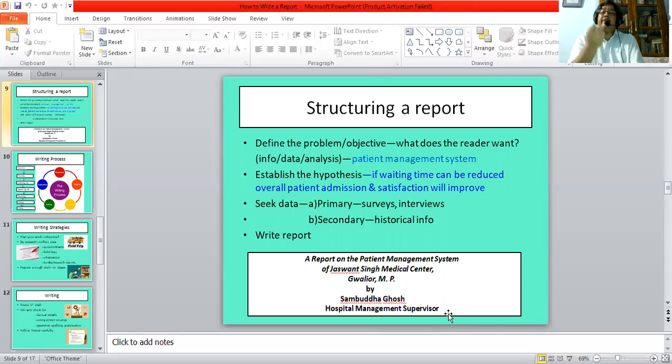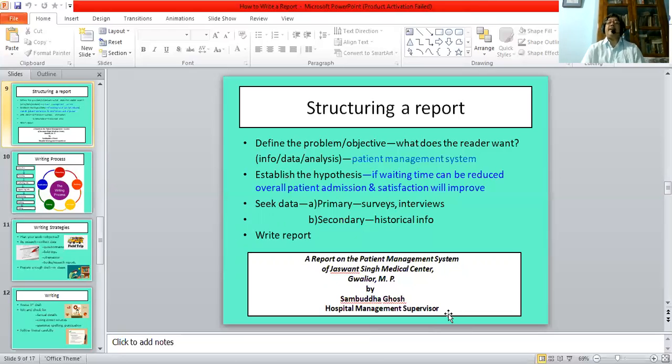Now, first you establish the hypothesis. If the waiting time, for example, can be reduced, overall patient admission and satisfaction will improve. This is the hypothesis for the report on patient admission. We will seek data to fill in the report, primary as well as secondary. The primary data includes different kinds of survey or information collected from surveys, interviews of people, and so on. And the secondary data includes historical information or information from the background, other references, and so on.